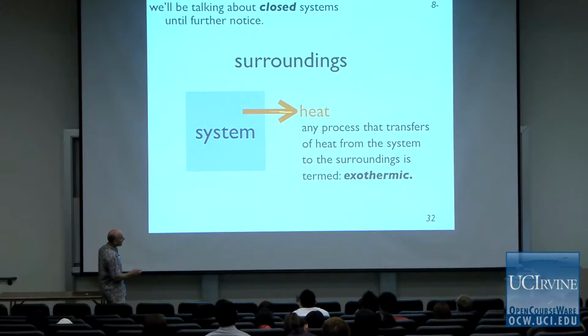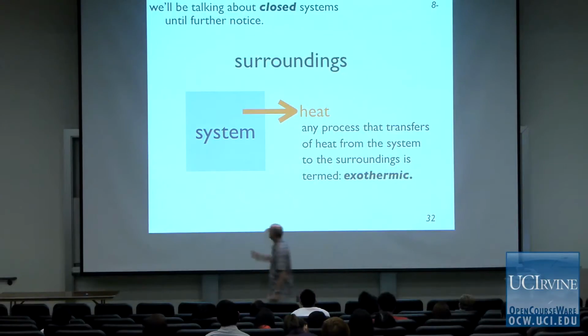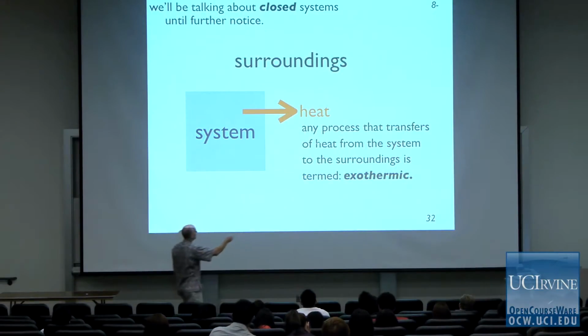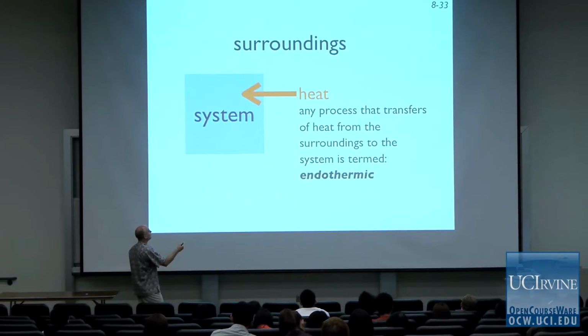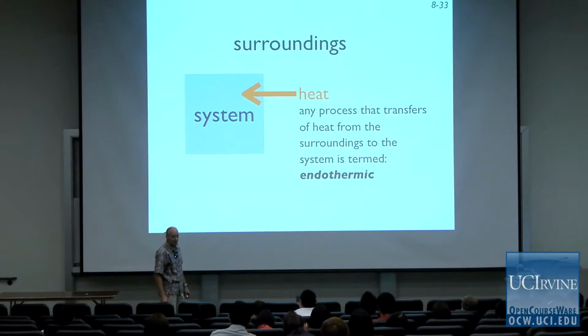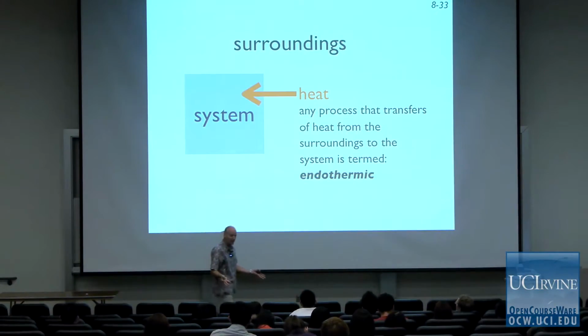If heat flows out of the system, so one of the most confusing things is the sign convention. All right, and we have to pay careful attention to it. If heat flows out of the system, any process that transfers heat from the system to the surroundings is exothermic. If heat flows into the system, in other words, the total heat of the system gets higher as a function of that process, it's an endothermic process. Exothermic, endothermic. All right, more thermodynamic jargon.